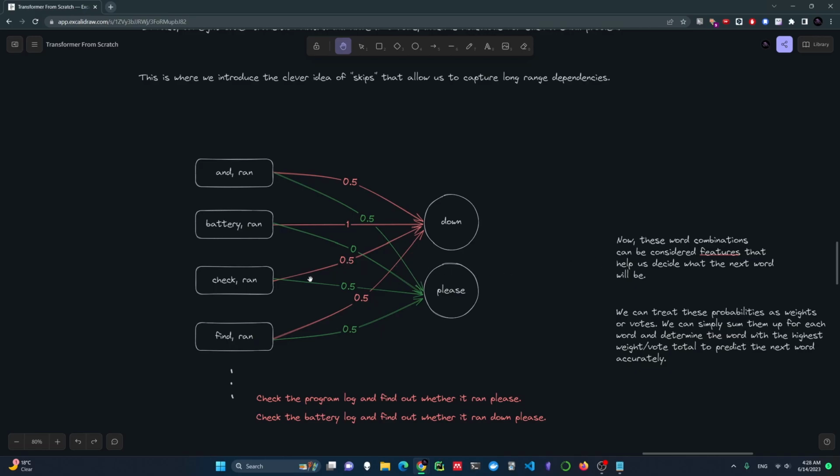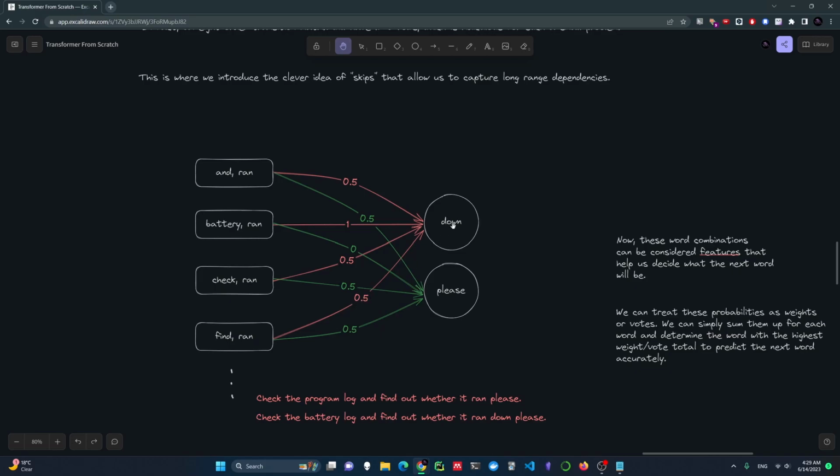This is pretty much out of the range for Markov chains because these words are not adjacent to each other anymore. They're skips. They can be skipped around, right? Which violates the Markov property. Now, what if we treat these probabilities as weights, right? Or votes? We can simply sum them up for each word and determine the word with the highest weight or vote total to predict the next word accurately, right?